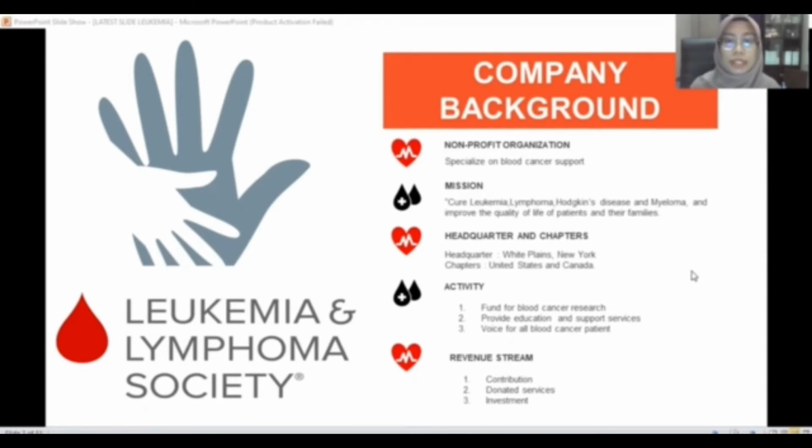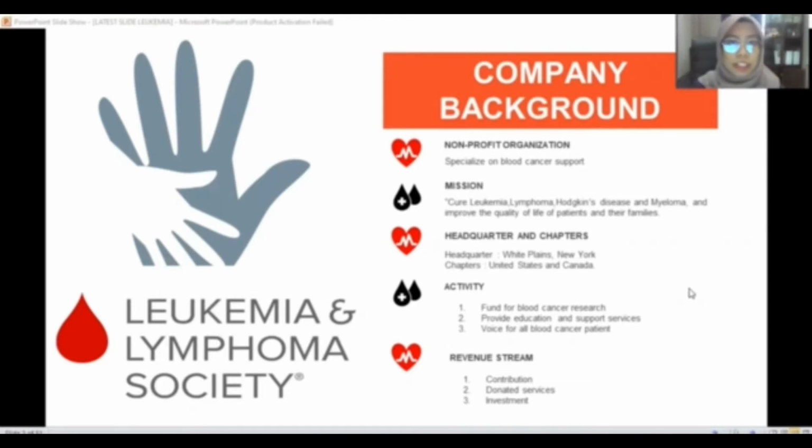Moreover, there are three main activities of LLS, which are, first, supplying funds for blood cancer research, providing free information and support service to cancer patients, and this NGO also represents all blood cancer patients regarding their healthcare concerns. In order to operate the activities, there are three types of revenue streams of LLS, which are contribution, donated services, and investment income. Around 88% of overall revenues come from contribution. The contribution income is gained from two sources, which are individual and corporate sponsor.